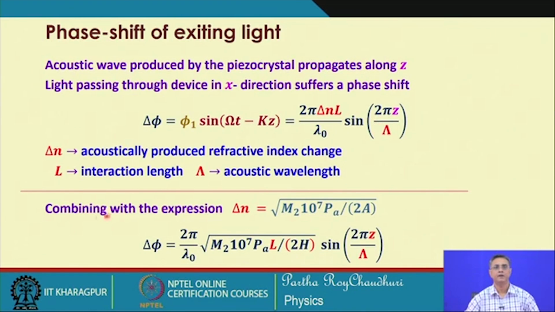This we have seen. Now, if we combine these into this expression of delta n, we have seen earlier that the peak change in the refractive index, in terms of the figure of merit, acoustic power and width of the acoustic wave, we can write in this form.